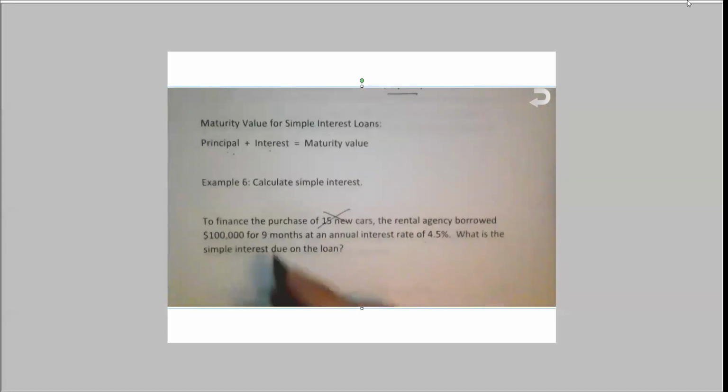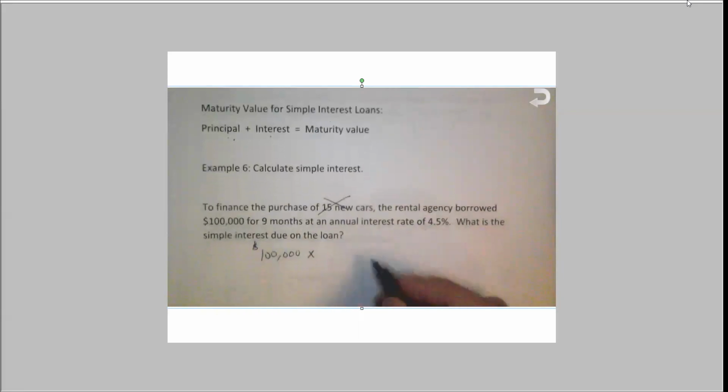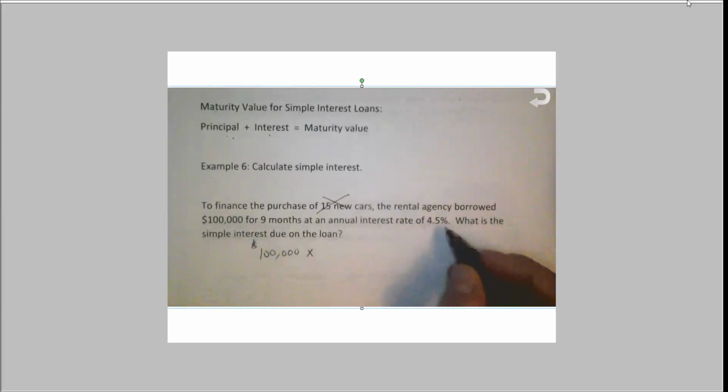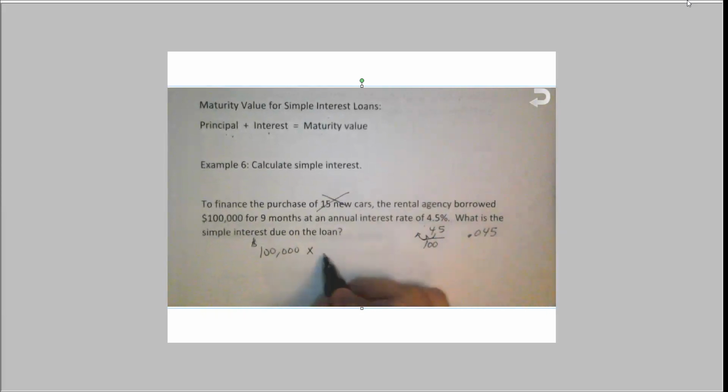So that principal is $100,000 times our rate of 4.5%. Now, remember, we can't work with this number as a percentage. 4.5% is the same as 4.5 divided by 100, and dividing by 100 shifts that decimal 2 spaces to the left. You've got to move that decimal over because it's that decimal number that I'm going to use in this formula. You can't just drop the percent and multiply it by 4.5. That will not get you the correct answer. So our interest rate is 0.045, and then we multiply it by the time.